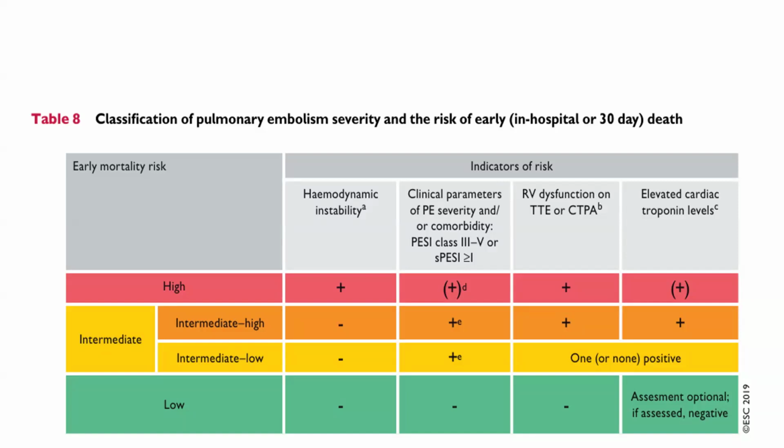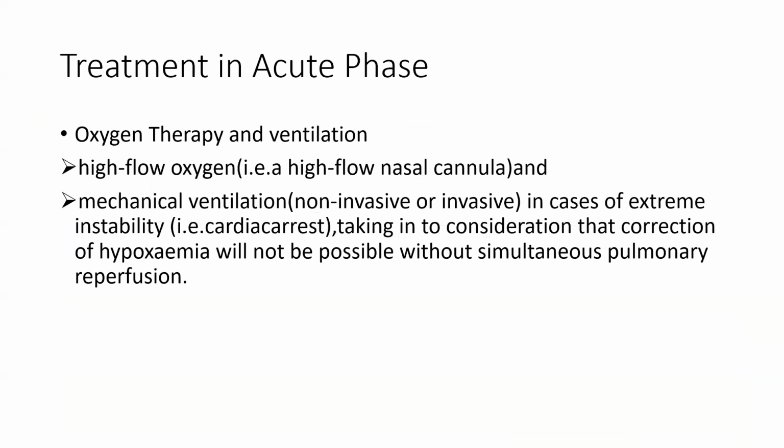In low risk, the patient will be diagnosed with PE, but will be hemodynamically stable. The patient will fall into the category of low PESI score. There won't be any RV dysfunction on the echo, and cardiac troponin will be normal.